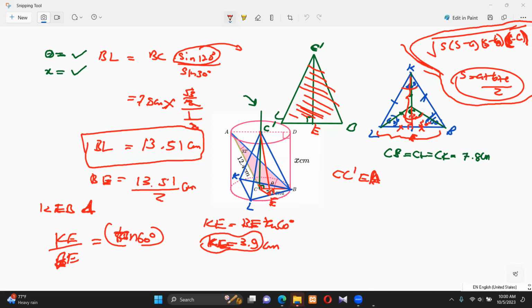Then you know C prime. It's nothing else, just little x, right? It's just the height of this cylinder, right? Height of this cylinder. What about the height of the cylinder? I have stored it. I don't remember. What is it now?